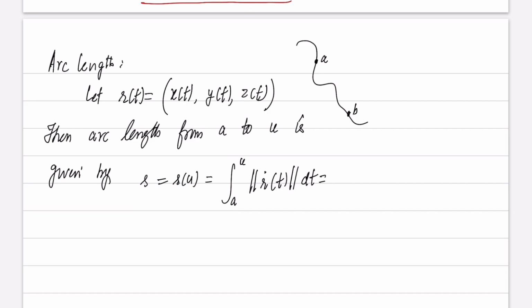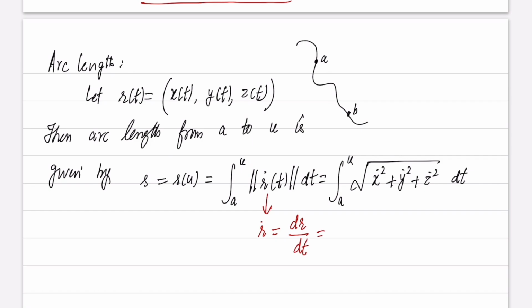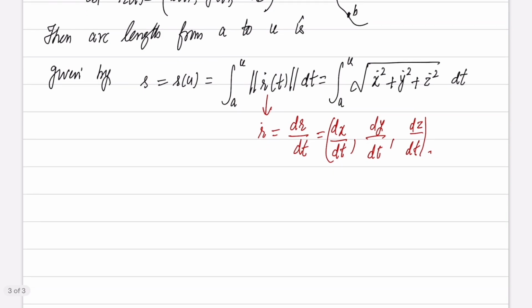Now we know that the norm of r dot can be expressed in this form. So this is the integral from A to u of the square root of x dot square plus y dot square plus z dot square, dt, where the dot denotes the derivative with respect to t. So this r dot means dr by dt, and this dr by dt can be expressed as dx by dt, dy by dt, and similarly dz by dt. So that's how we evaluate the arc length of a curve.